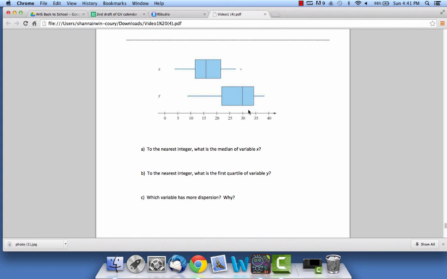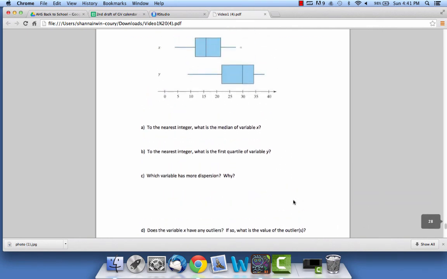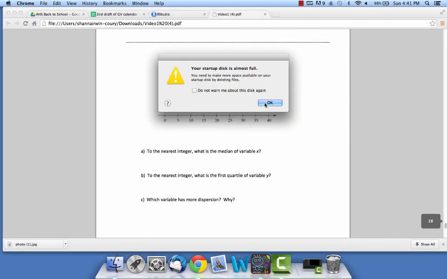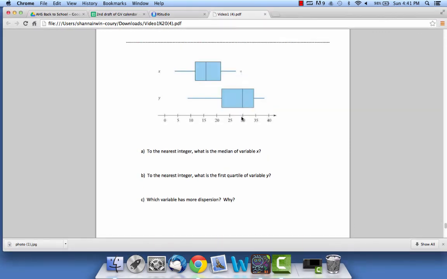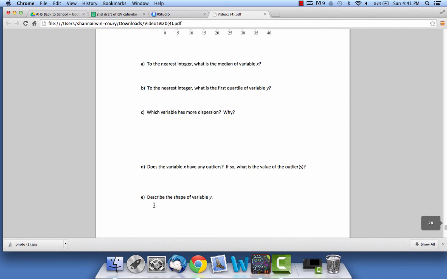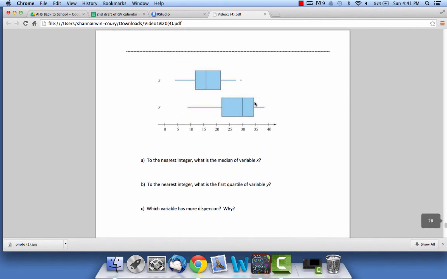But also remember that if you're comparing two, and one is symmetric and one is skewed, then what you're going to do is use the median and the IQR in both cases. So IQR is the dispersion question. So this one has a longer box than that one, which means its IQR is bigger. So Y has more dispersion. X does have an outlier. You can see it right there. And it is 29 or 30. And the shape of the variable Y is skewed left because it's longer on the left.